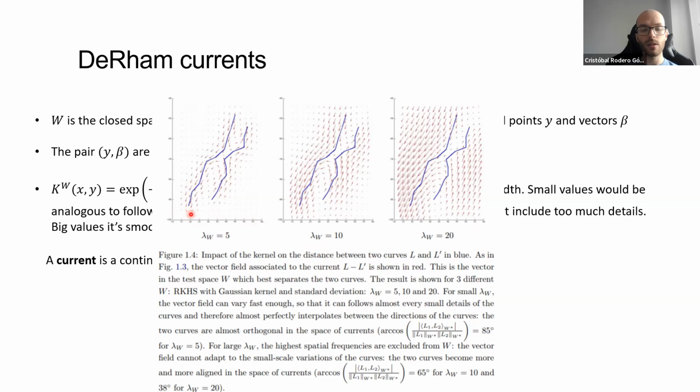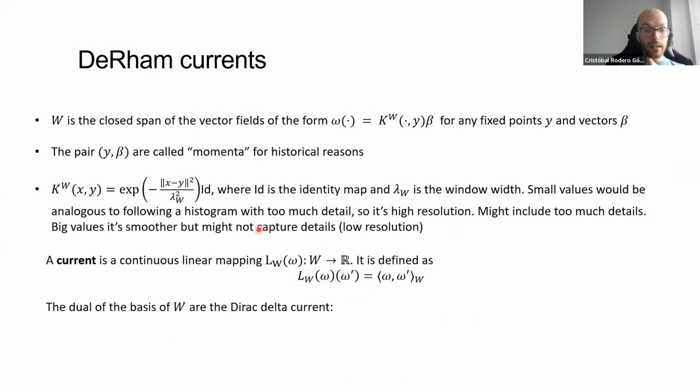So here we have two curves, two segments, and we are visualizing the vector field, so the current of the difference of these two curves. You can see that if the window width is too big, then we don't capture much detail, so this doesn't really follow the different curves. Whereas if we use a small enough width, then we can really go through the different lines and go from one to the other. That's the idea, right?